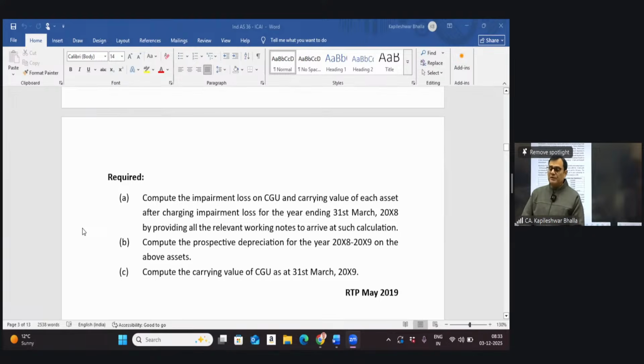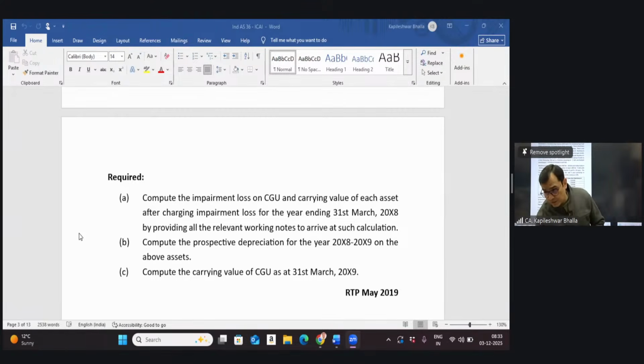Compute the impairment loss on the CGU and the carrying value of each asset. It says calculate the impairment loss for the CGU as a whole and the carrying value of each asset after the impairment loss for the year ending March X8, by providing the relevant working notes. Then it says compute the prospective depreciation for the year X8-X9 on the above assets, because once you've taken the impairment, the depreciation is taken on a prospective basis. And then it says compute the carrying value of the CGU on March X9.